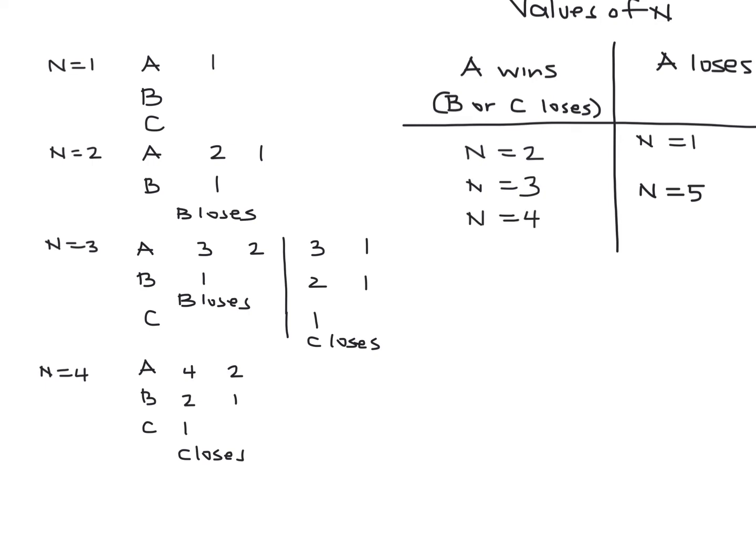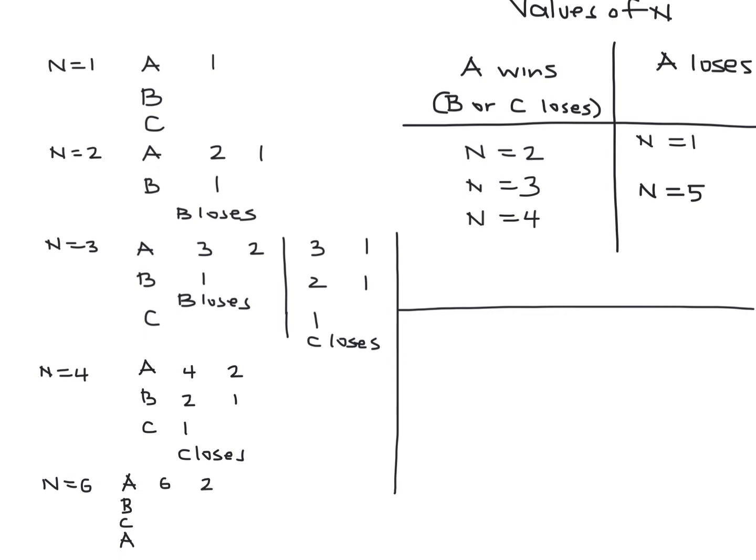Okay, n equals 5 we already did in part A. How about n equals 6? Let's see here. If n is equal to 6, then A, B, C. Let's see here. Start off with 6. If he removes 2, we've got 4.